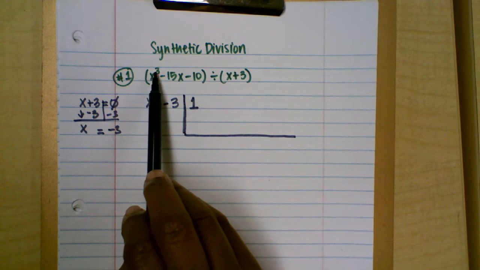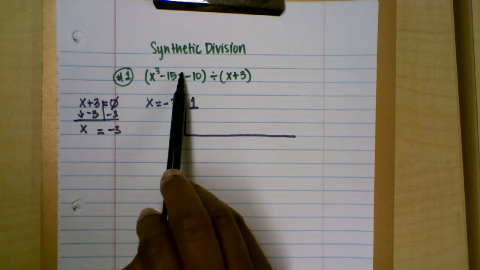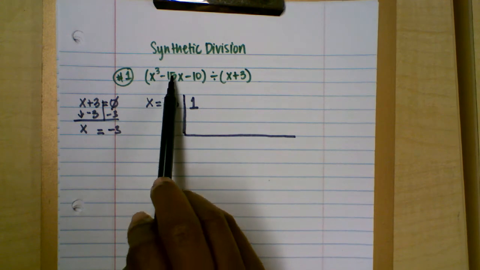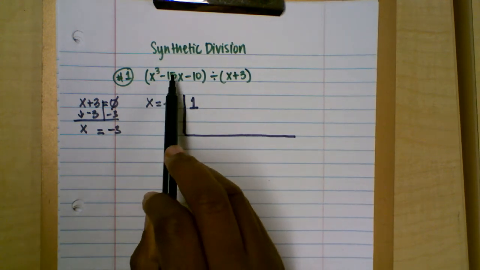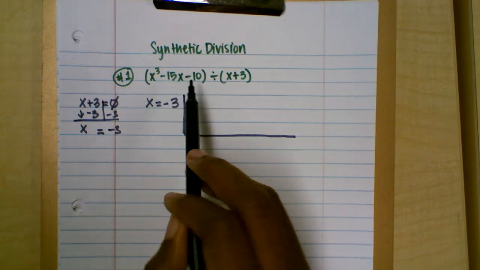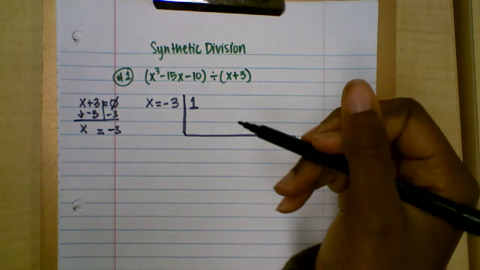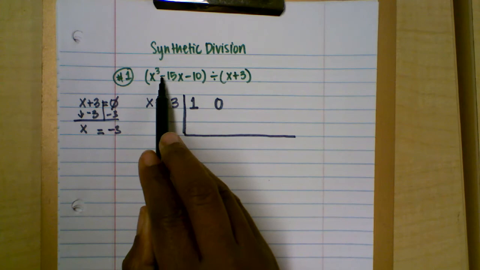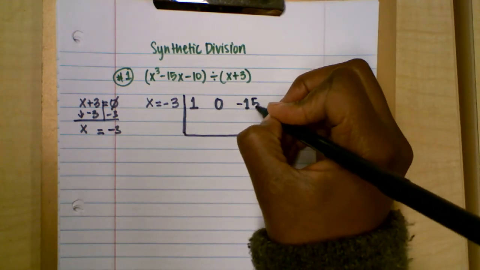Now after 1, pay attention closely here. We start with exponent 3 and went down directly to 1. So what exponent are you missing? You have 3, 1, 0. You're right, you're missing exponent 2. When you're missing an exponent, you want to use 0 as the coefficient for that variable. So I'm going to use 0, because x squared is missing. Then move on to negative 15 and then negative 10.